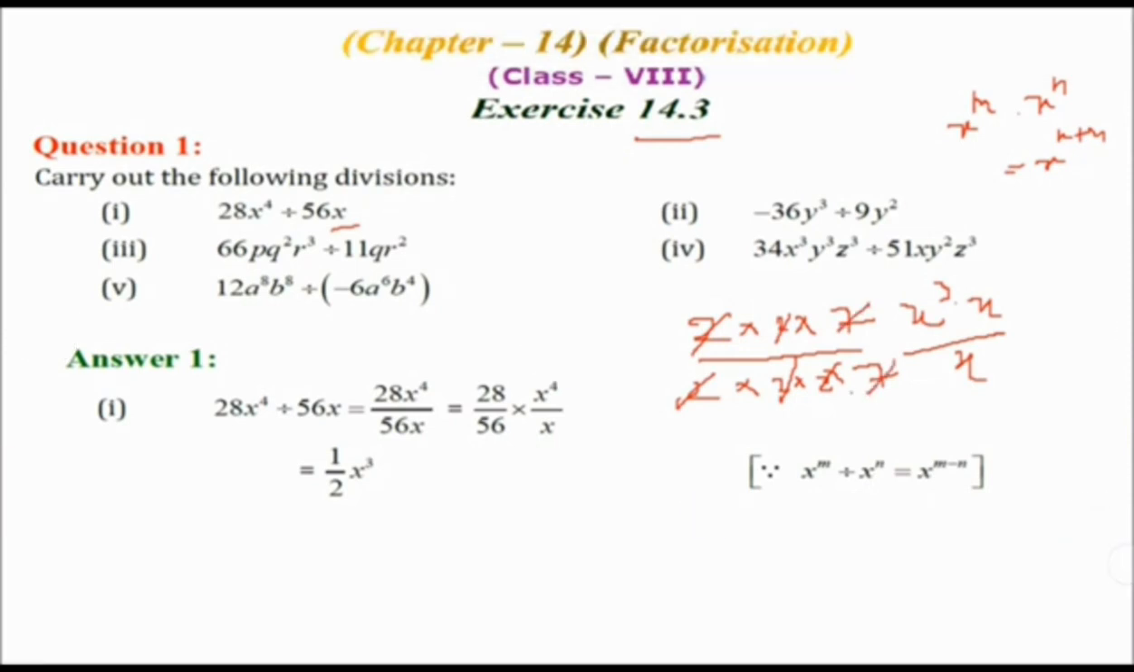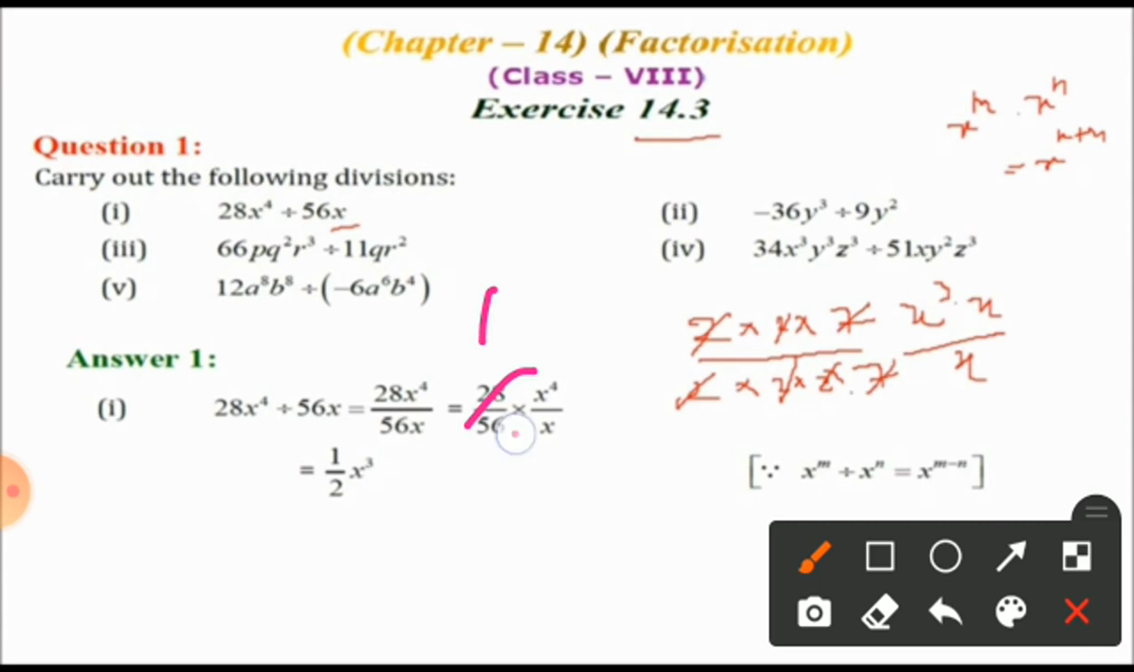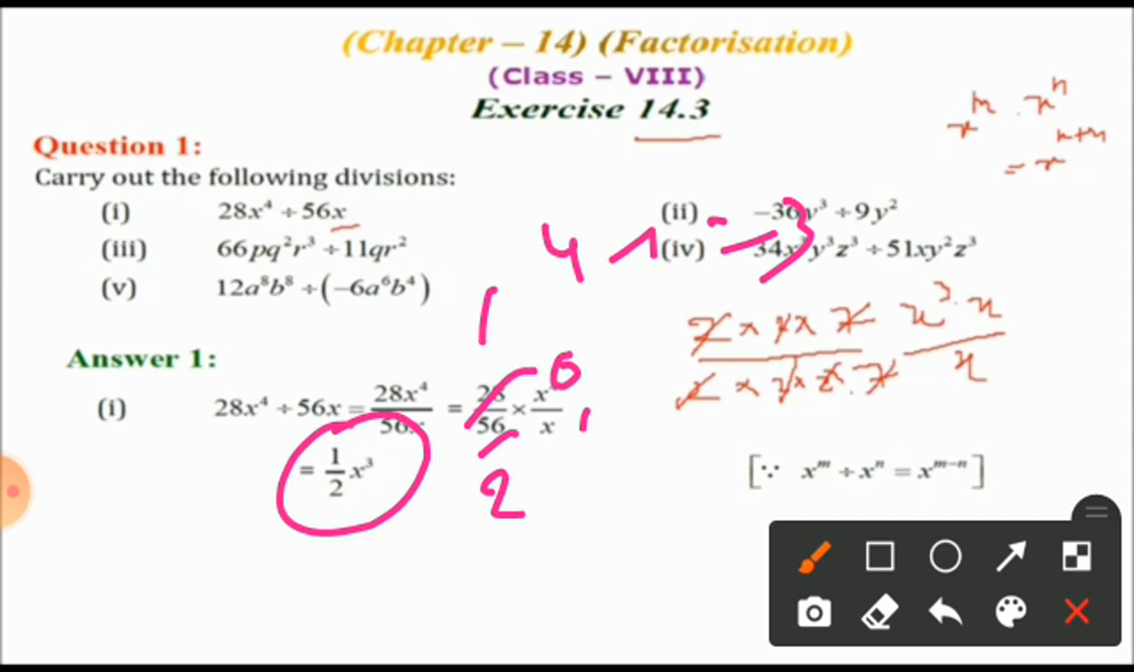See how it is cutting. 28 1s are 28, 28 2s are 56. Isn't it? And here is the 4 and here is the 1. So 4 minus 1 gives you 3. Isn't it? So here you get 1 by 2 x raised to cube. Sometimes you can find the answer like this also: x cube divided by 2. This is also a final answer. Or you can say 1 by 2 x cube.